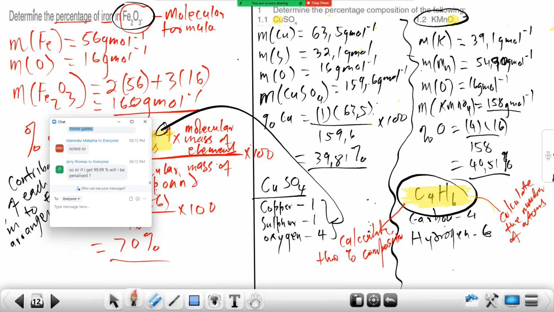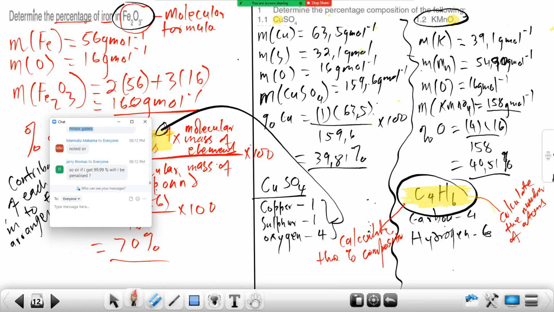So Jerry is saying, if I get 99.99%, will I be penalized? Hi Jerry, let's leave that one to the examiner and the discretion of the marker. But I don't think they will penalize you, sir, because to the nearest 10 it will now be 100%, but ensure it's 100%.